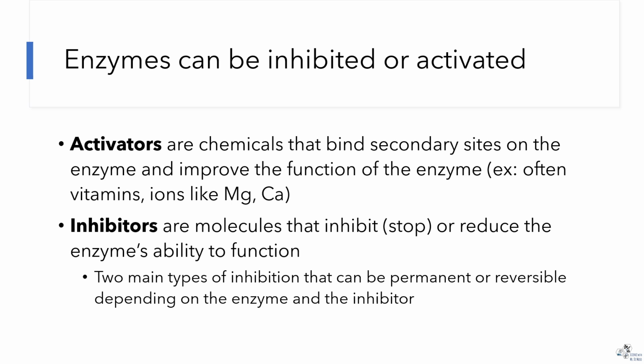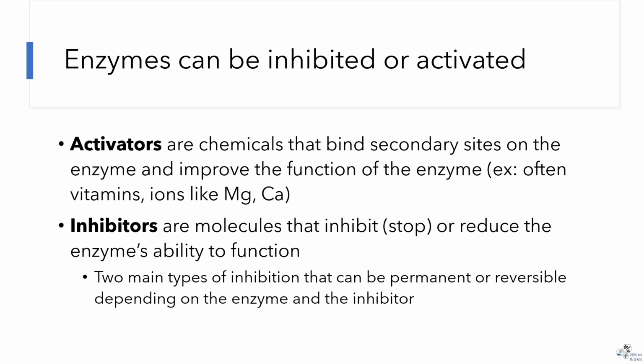So activators are chemicals that bind to secondary sites on the enzyme and improve the function of the enzyme. So things often like vitamins or ions like electrolytes, these will find somewhere other than the active site to bind, and it slightly changes the shape of the enzyme because it's chemicals interacting, and this kind of turns the enzyme on. It wakes it up so that it can now actually fit the substrate, whereas before maybe it couldn't fit the substrate, or it was very difficult for it to fit the substrate properly. Now it has the most optimal shape to take in that substrate.